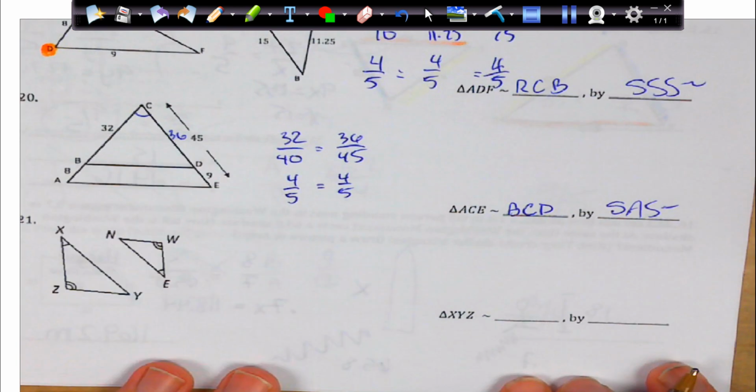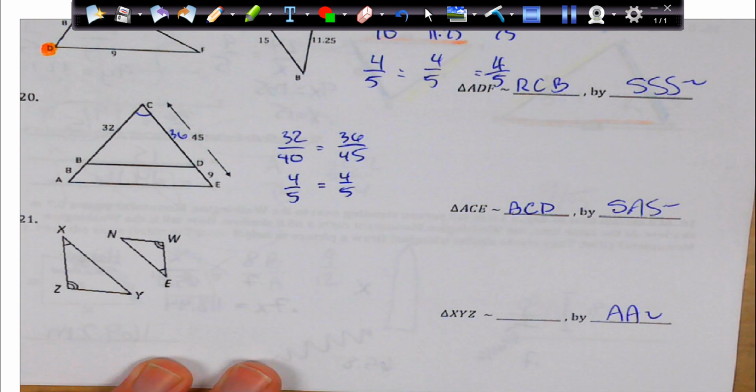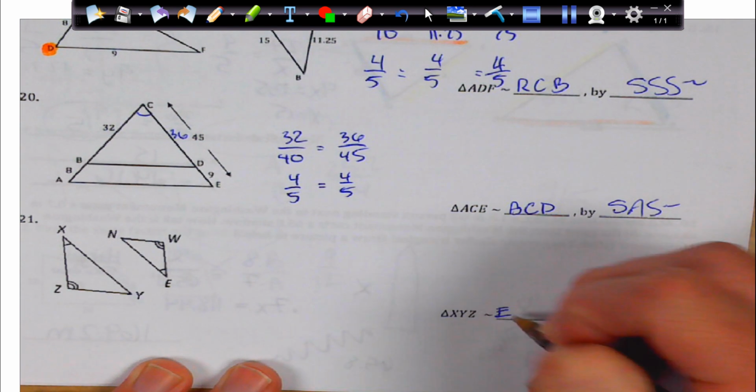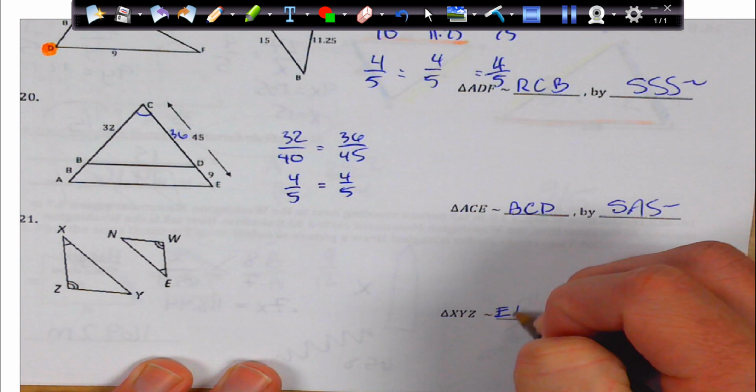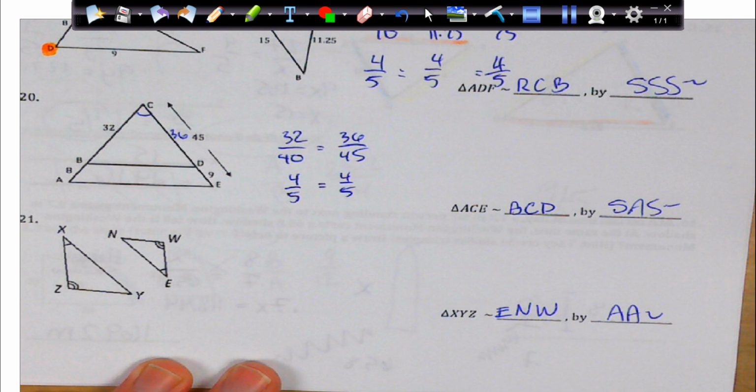And this one, if you can't get this one right, I don't know what I can do as a teacher, but that's angle, angle. And then match up the angles. X matches with E, Y matches with N, and Z matches with W. Okay, that one was, I'll do that one all day long.